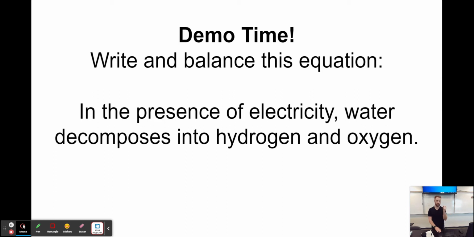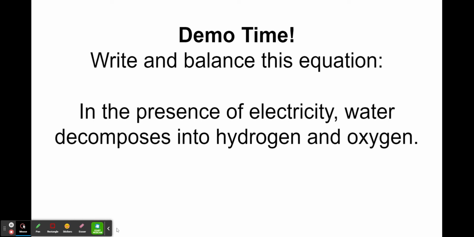Here's the example I'd like you to go through, write it, and balance it. In the presence of electricity, water decomposes into hydrogen and oxygen. Take a few moments, write that out, balance it, pause the video for the meantime, and press play when you're ready to check your answer.